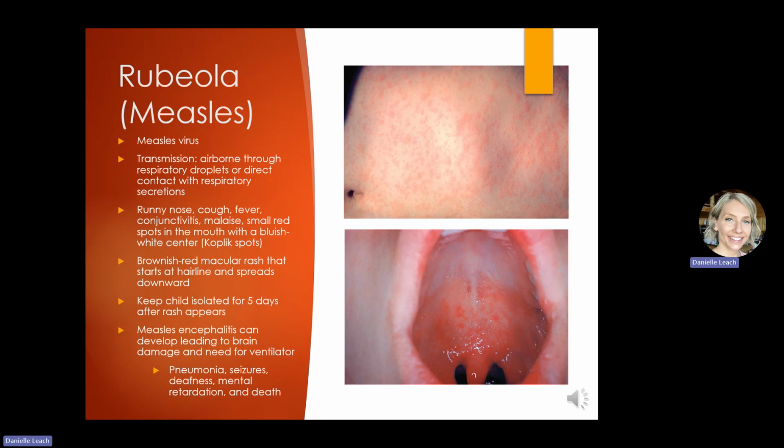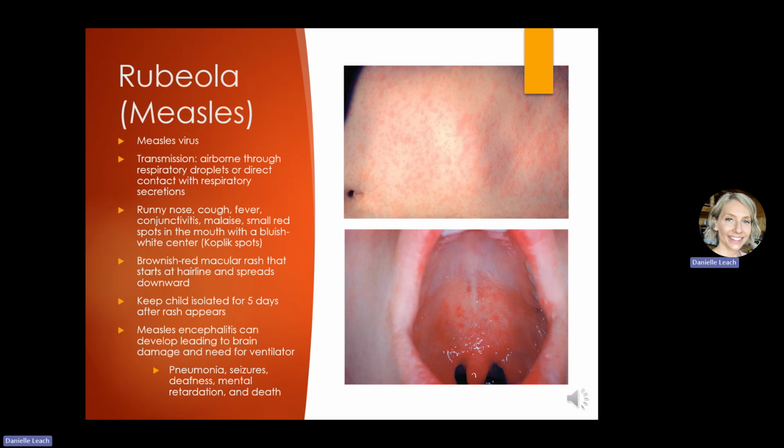It's sort of hard to see the bluish white center on this PowerPoint. And then on the body, a brownish red macular rash that starts at the hairline and then spreads downward throughout the body. We want to keep the child isolated for 5 days after the rash appears to prevent spread to others.